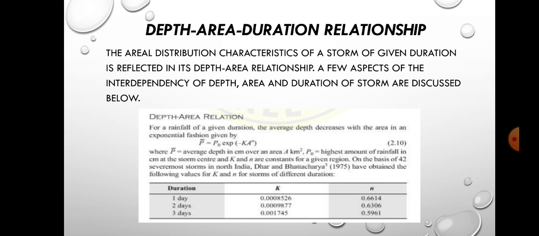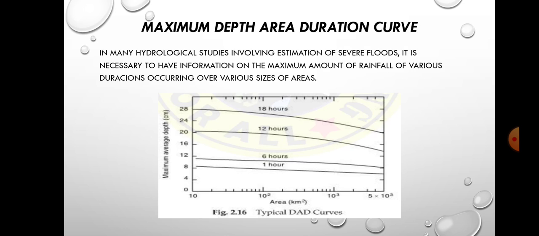Depth area duration relationship. The areal distribution characteristic of a storm of given duration is reflected in its depth area relationship. A few aspects of the interdependency of depth, area and duration of storms are discussed below. The maximum depth area duration curve. In many hydrological studies involving estimation of severe floods, it is necessary to have information on the maximum amount of rainfall of various durations occurring over various sizes of areas. Sa figure 2.16.